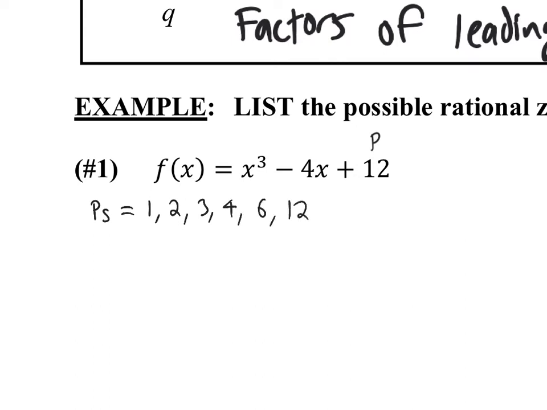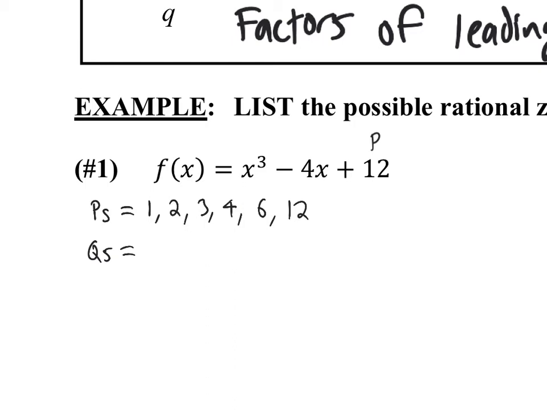If it helps you figure out the factors more methodically, 1 times 12 is 12, 2 times 6 is 12, 3 times 4 is 12. So every factor has to have another factor that matches with it. You can just figure out what 12 divides by, and then figure out what it multiplies to get to 12. That's how we find our factors. All right, so that's our P's. Let's find our Q's. Our Q's are the factors of the leading coefficient.